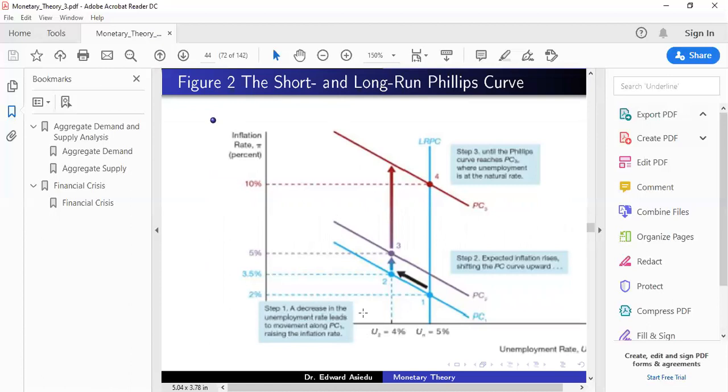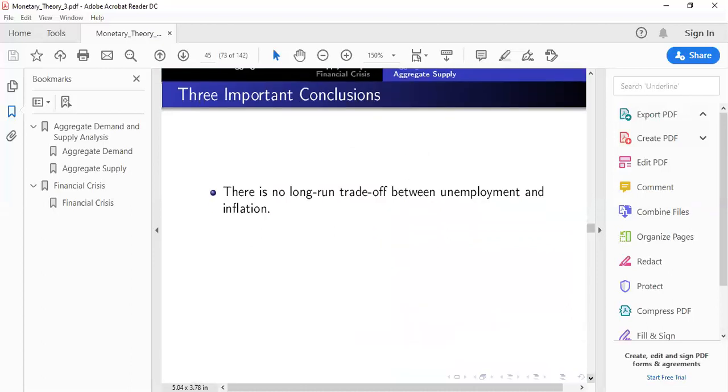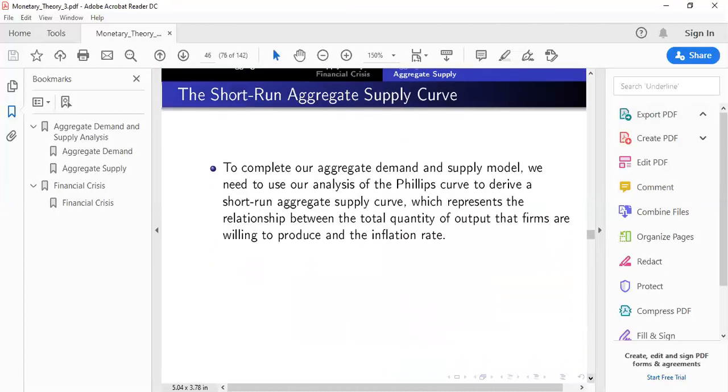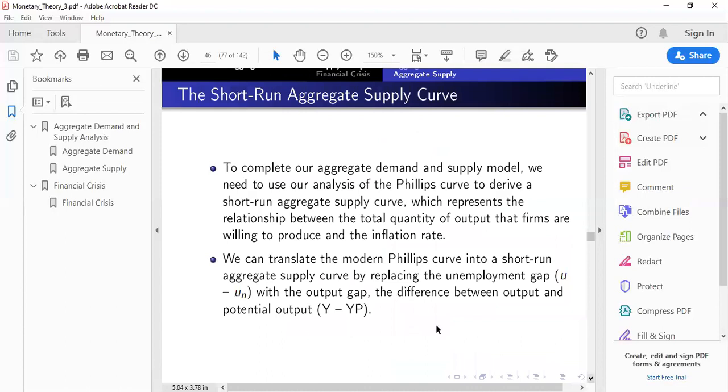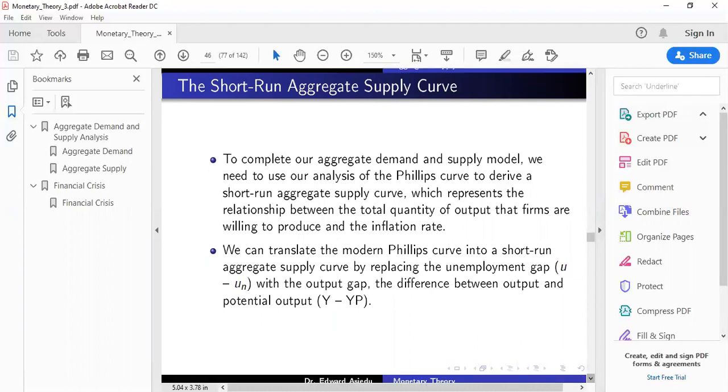So this is our N, our unemployment U, and this is our natural level of unemployment, which is UN. Okay, so this is the unemployment gap that we have here. And we can look at the relationship between the unemployment gap and the output gap. So replacing the unemployment gap with the output gap, the difference between output and the potential output of the economy.